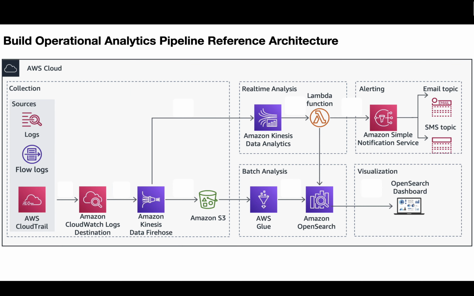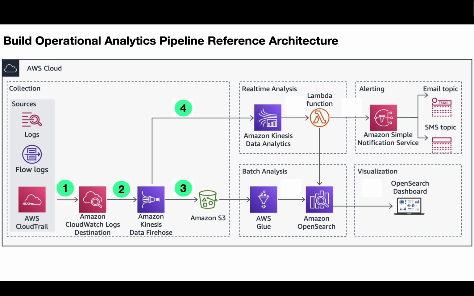Build Operational Analytics Pipeline Reference Architecture. 1. Logs are streamed to Amazon CloudWatch from various data sources. 2. Amazon CloudWatch subscription filters stream log data to Amazon Kinesis Firehose for distribution. 3. Logs intended for batch processing are delivered to an Amazon Simple Storage Service (Amazon S3) bucket. It will serve as a backup for storing the raw logs.